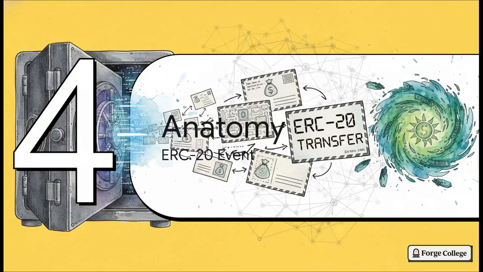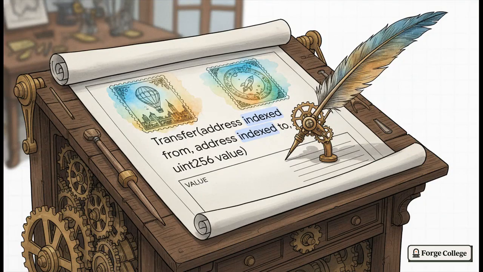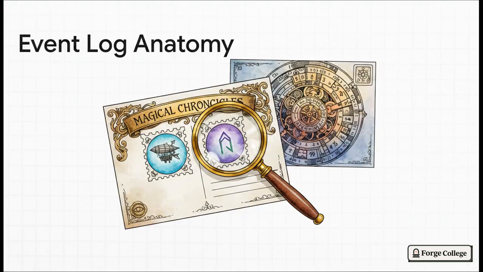Section 4. Anatomy of an ERC20 transfer event. Let's take our safe and postcard metaphor and map it onto the most famous event in all of Web3, the ERC20 transfer. Whenever you send tokens, this canonical event signature dictates exactly how that postcard is written out. As you can see, we have a from address and a to address, both of which are indexed, and an unindexed value. Breaking it down, topic 1 is always the event signature hash. That's essentially the title of the postcard.